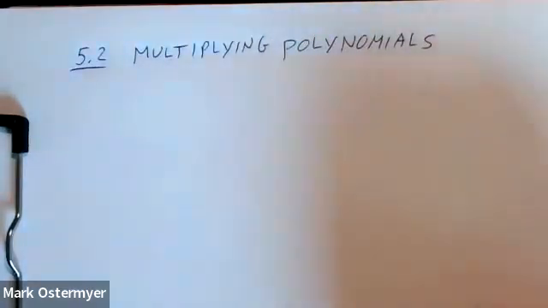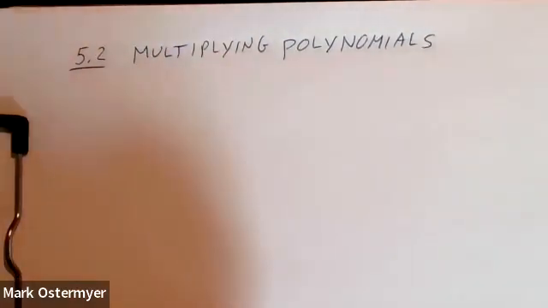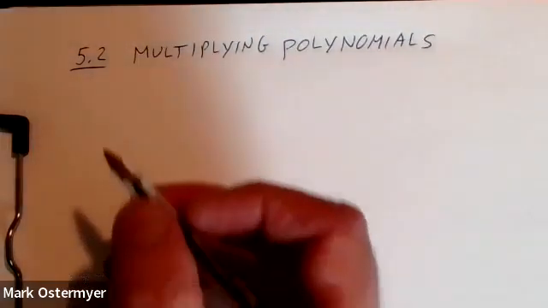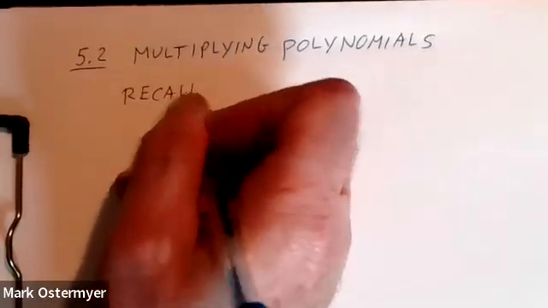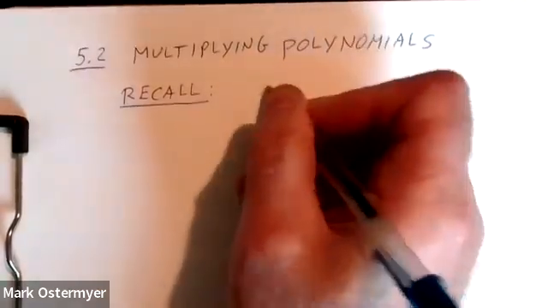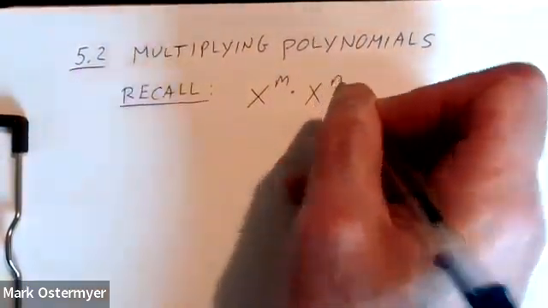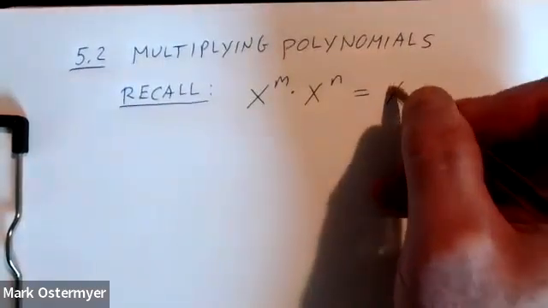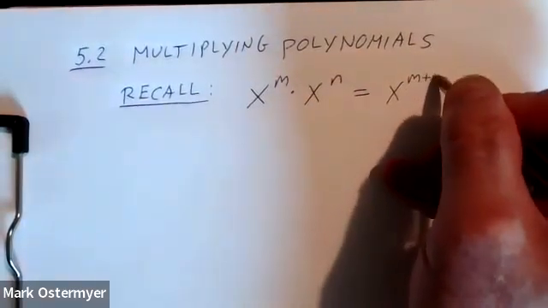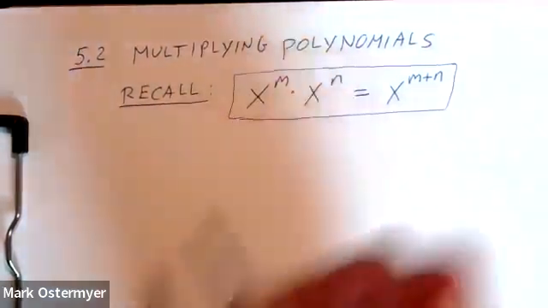All right, in order to be successful at multiplying polynomials together, we have to recall an important property of exponents. That property instructs us to know what to do with exponents when we multiply like bases together. When we multiply like bases together, we keep the base the same, and we add the exponents. We need to know this property if we're going to be successful in multiplying polynomials together.